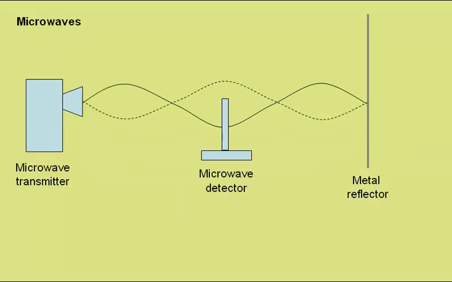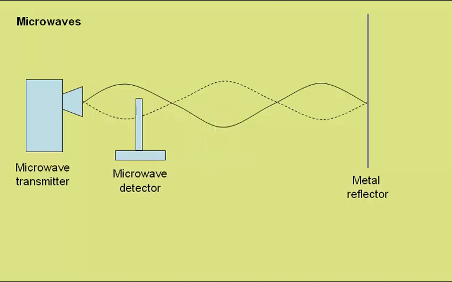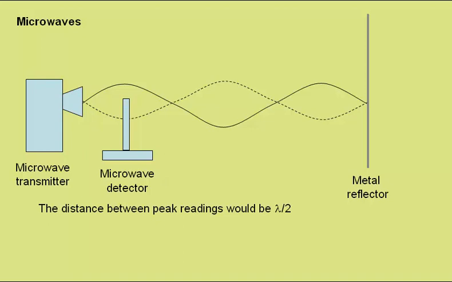We can experiment with stationary waves using microwaves, having a microwave transmitter sending microwaves towards a metal reflector. We then have the emitted and reflected waves superposing. If we move a detector until it receives a strong signal, as it would here at the antinode, and then measure the distance till we get another strong signal, then the distance between peak readings would be half the wavelength, lambda over 2.